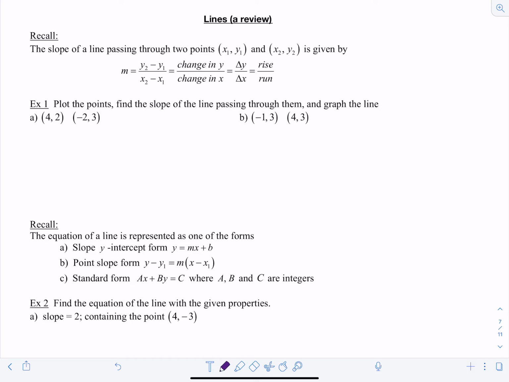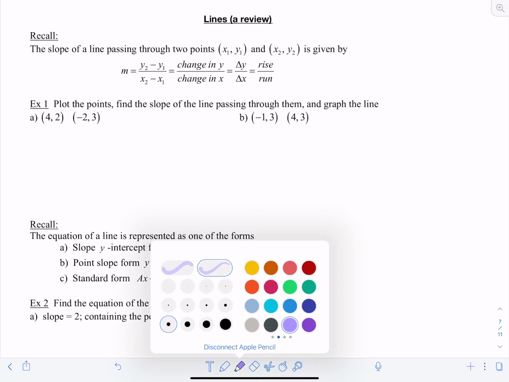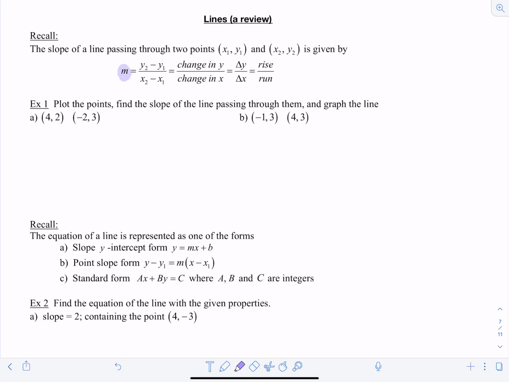So if you'll recall, the slope of a line passing through 2 points with coordinates x1, y1, and x2, y2 is given by the following formula. We have m, which stands for slope, equal to y2 minus y1 over x2 minus x1. You could think of that as change in y over change in x, which we represent with a delta in math. The change in the y direction is sometimes referred to as the rise, and the change in the x direction is referred to as the run. So let's look at some examples here.